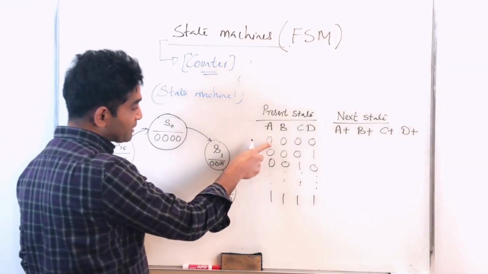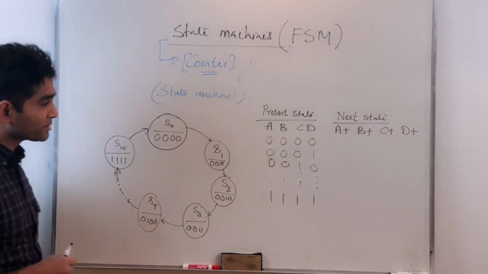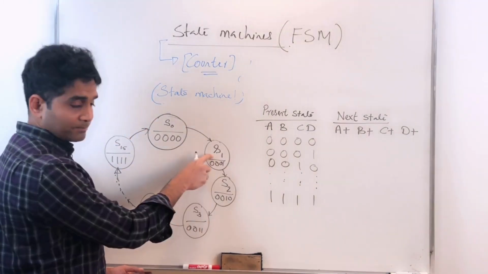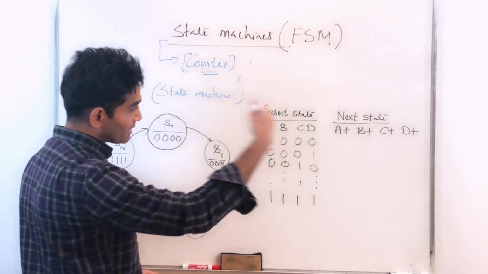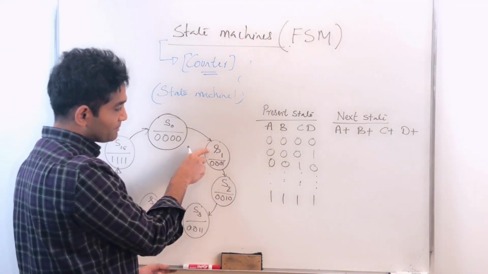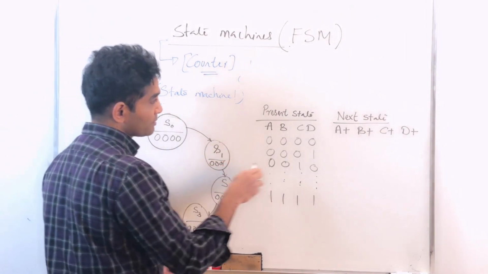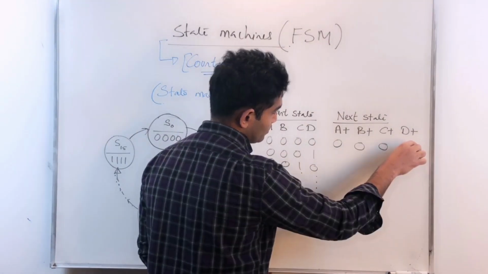So if I'm in this particular state, 0, 0, 0, 0 at a given instant, the next state transition would be going to S1 state, right? Because I'm basically designing a counter. In the next clock transition, I'll be going to S1 state, which is basically encoded as 0, 0, 0, 1.